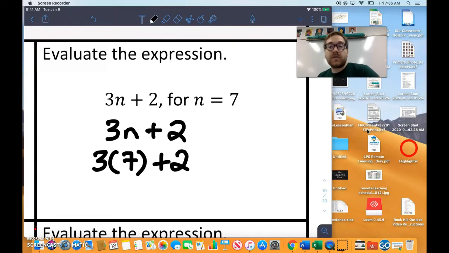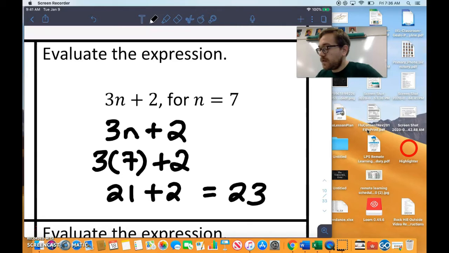Order of operations tells us what to do first. We've got multiplication and addition here. So which one should we do first? Multiplication, right? That comes before addition and subtraction. So 3 times 7 is 21, and we still have the plus 2. And 21 plus 2 is 23. And that would be your final answer.